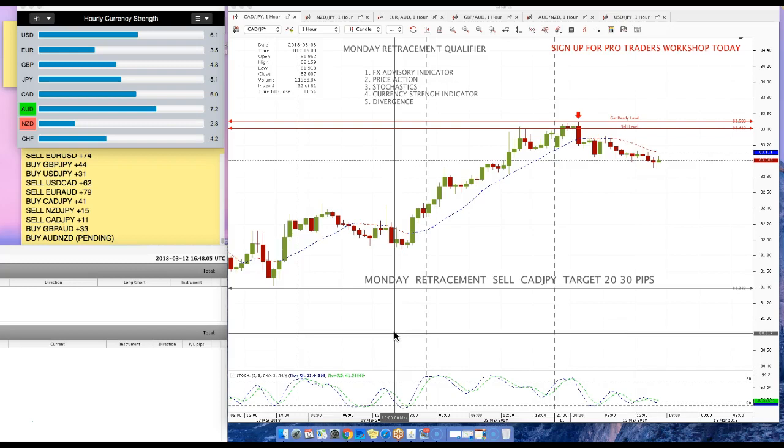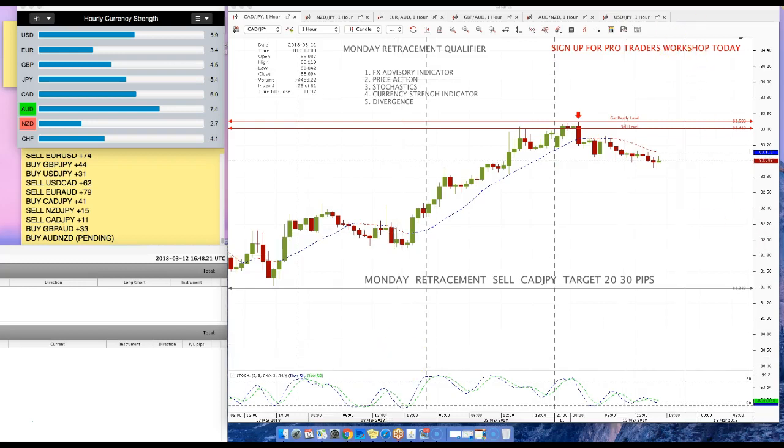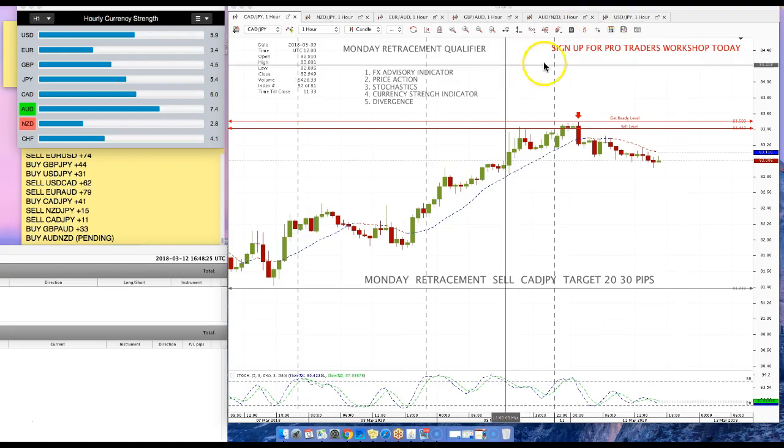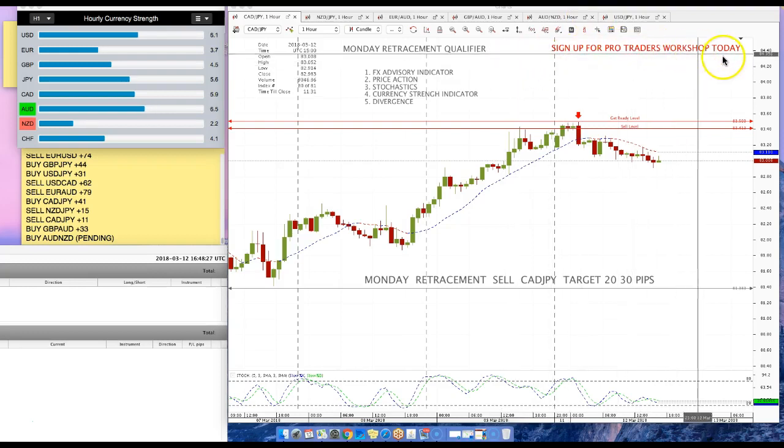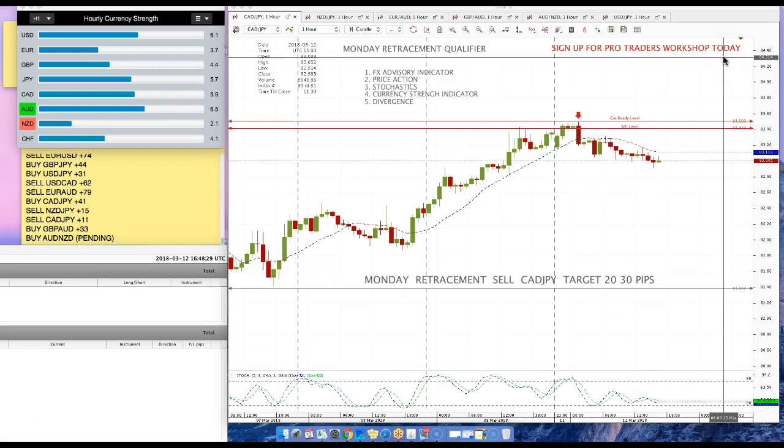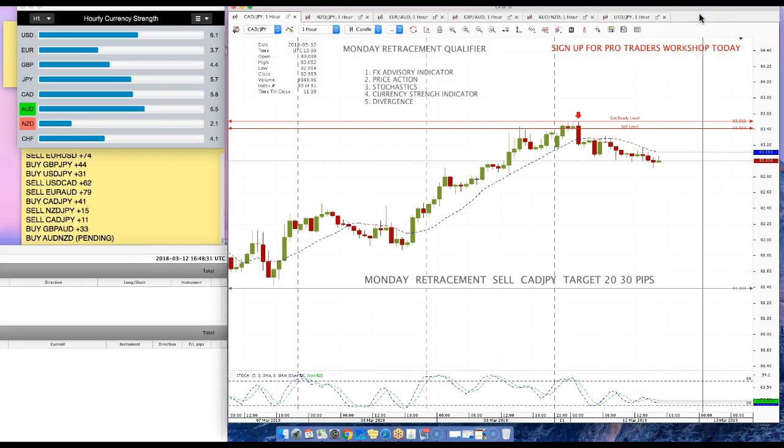So when markets rally or sell off on a Friday, or even the entire week, the market tends to retrace. It has to retrace. It doesn't go up or down in a straight line. That's very unhealthy for any market. So I came up with a qualifier, and this is what we go over in our Pro Traders workshop. So this is an introduction to pro traders.